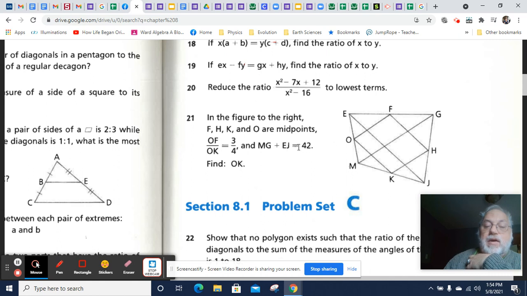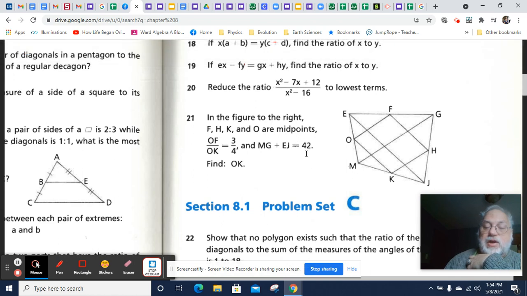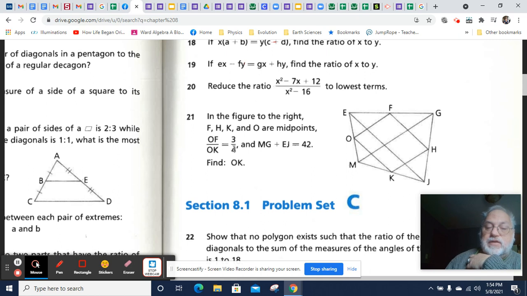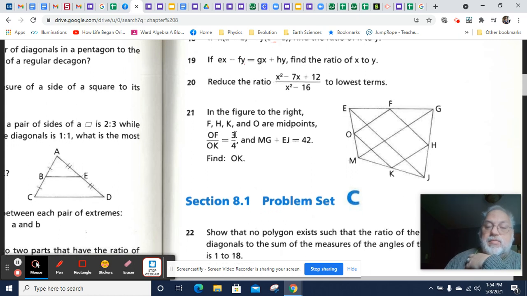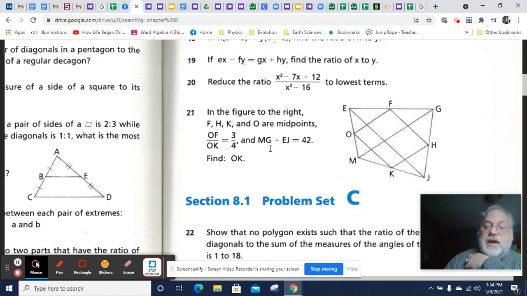So you want to figure out what would be the relationship of 3 to 4 for OF to the one that's parallel. So that's MG is to EJ. So you're going to figure out how you would split 42 into two numbers that would have a ratio of 3 to 4. Of course, 3 plus 4 is 7, so you could figure out what has a relationship 3 to 7 as something is to 42, or 4 to 7 as something is to 42 to figure out these. Okay, and so OK will be based on half of MG. So that's how you'll go with that. Hopefully that helps.